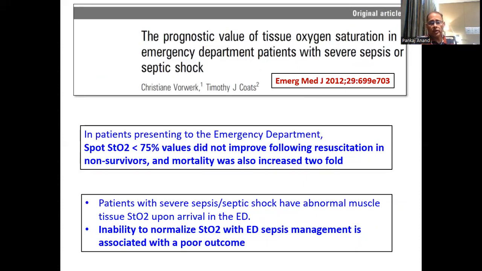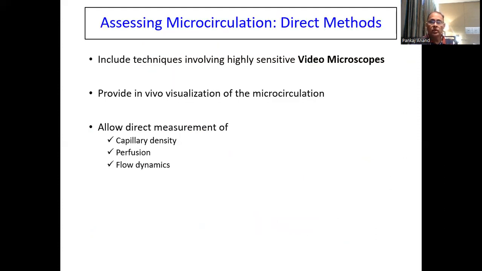Another publication in the Emergency Medicine Journal 2012 showed that patients with severe sepsis or septic shock have abnormal muscle tissue oxygen saturation when they come to the emergency department, and an inability to normalize the tissue oxygen saturation in the ED after managing sepsis is usually associated with a much poorer outcome.